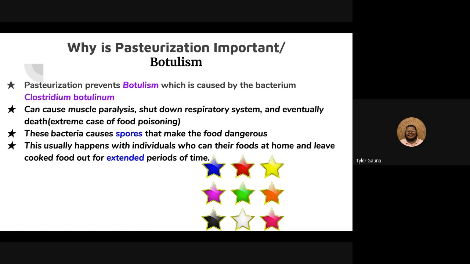There is a way that you can get botulism from eating food in cans that were dented, because when the can is dented, that allows some oxygen to seep into the can, therefore contaminating the food. So what is botulism? It's food poisoning. It can cause muscle paralysis, shut down your respiratory system, and eventually death. There have been people that have died from food poisoning from very extreme cases of botulism.